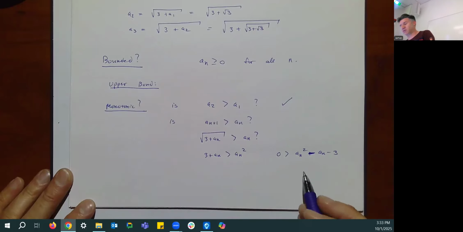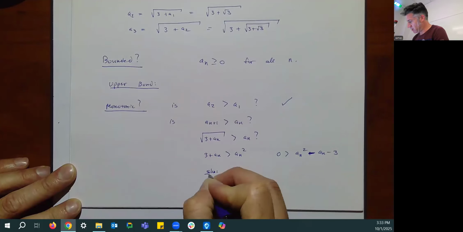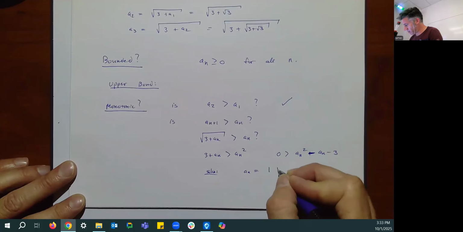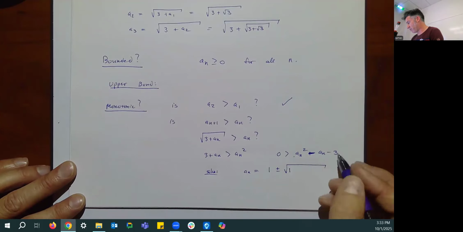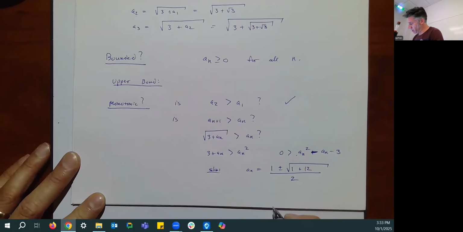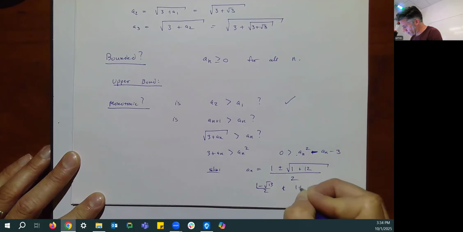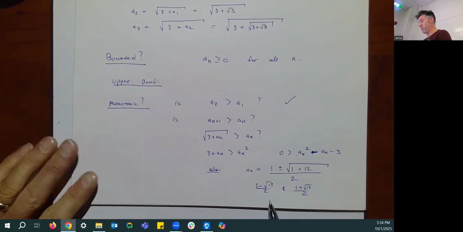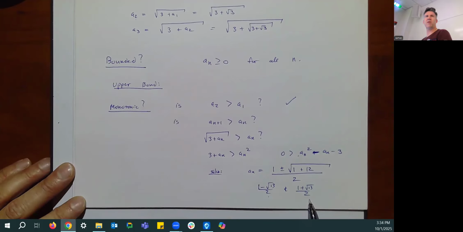I didn't really intend to use the quadratic formula here, but we're going to do it anyway. So the solutions here would be a sub n equals negative b plus or minus the square root of b squared minus 4 times 1 times negative 3, all over 2. So the question is, are we between 1 minus the square root of 13 over 2 and 1 plus the square root of 13 over 2? Well, certainly we're bigger than the negative number. Are we less than this number? Where'd we start?